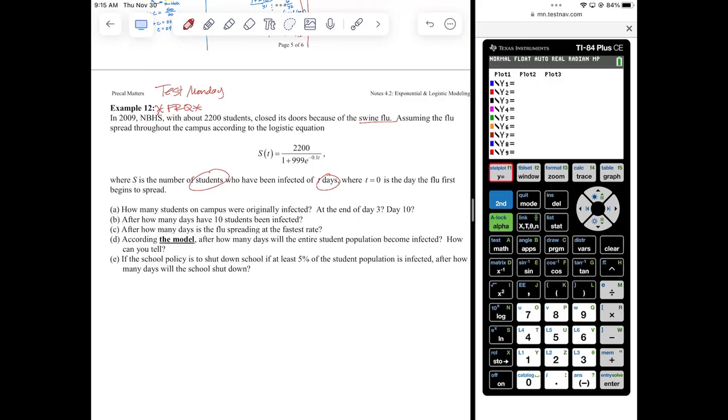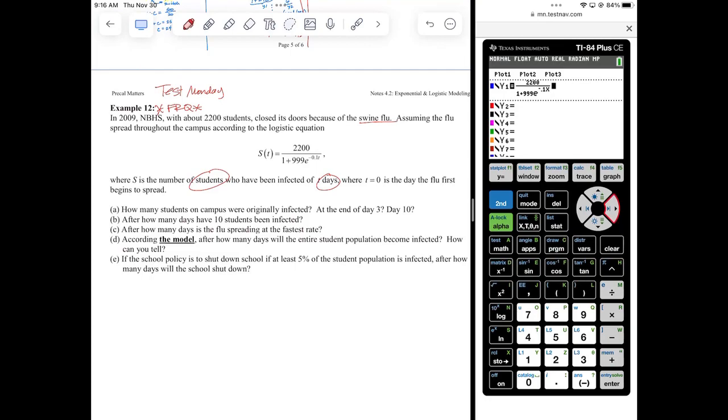So step 1, we go to our calculator, we get it in there, right? And pretend you're taking the test. You go to your calculator. Alpha x, remember, is your quick way to get your horizontal division bar. 2,200 divided by 1 plus 999e, which is second ln, to the negative 0.1x.